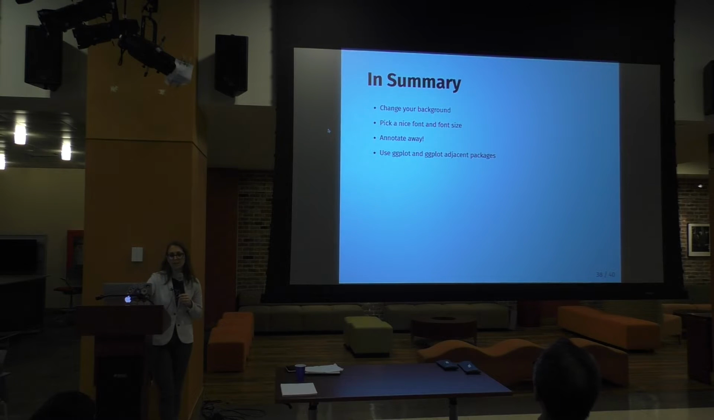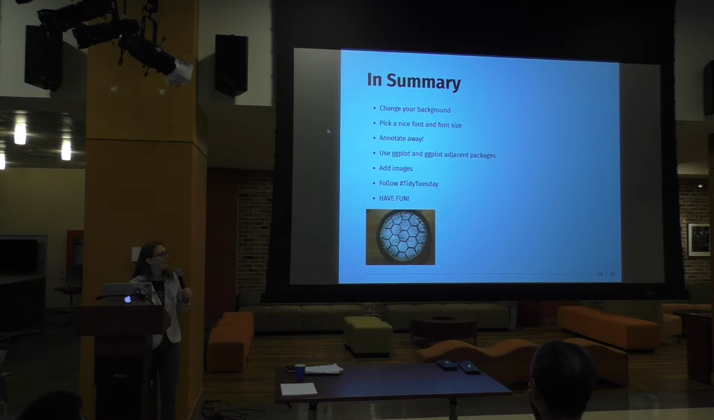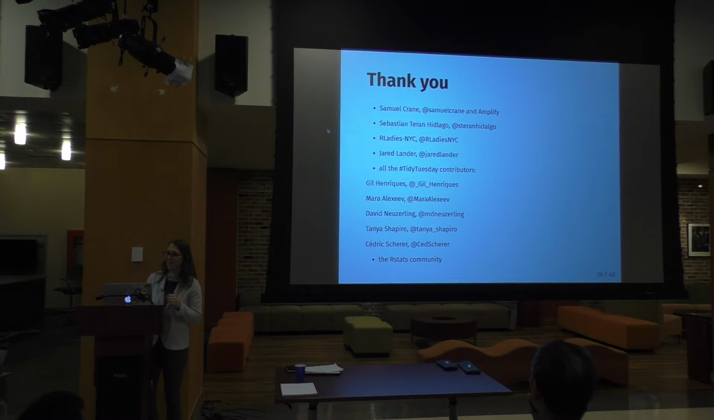So yeah, use ggplot and ggplot-adjacent packages like ggridges, ggalluvial. Oh, I didn't talk about gghighlight, but that one is really cool. It lets you highlight just a specific part of the graph, whether a categorical variable or continuous. It's really cool. Check it out. You can add images that really transform your visualization. I would suggest following Tidy Tuesday. I find it really inspirational. Have fun. Eat some pie. Don't make pie charts. I don't know what that's about.